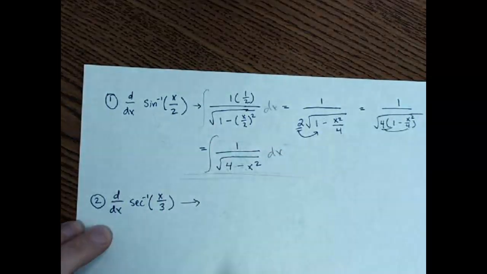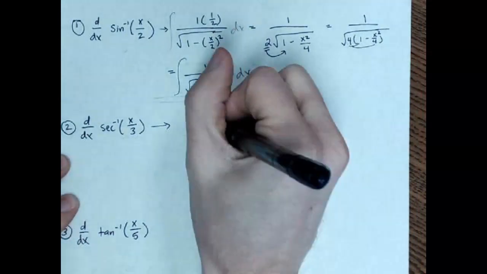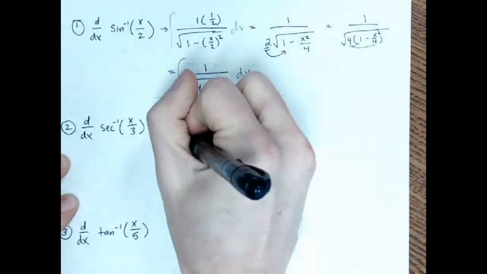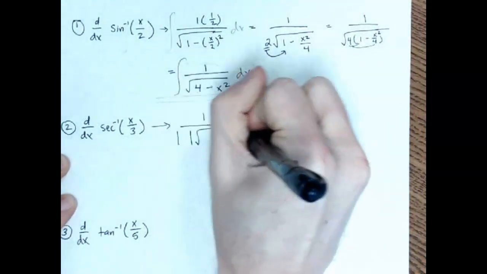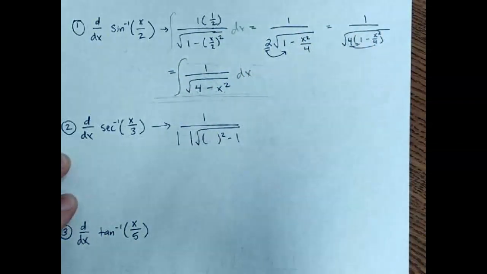So here we go, secant inverse. Let me move it up. Stay on the screen, Mr. Belt. Take it up. I got 1 over the absolute value, and I got the square root of something squared minus 1. There's your formula for your secant inverse.